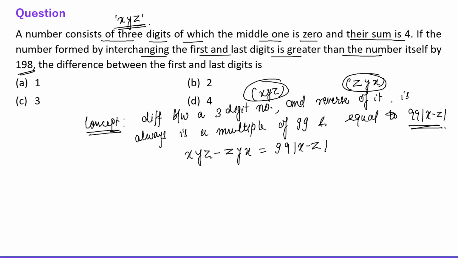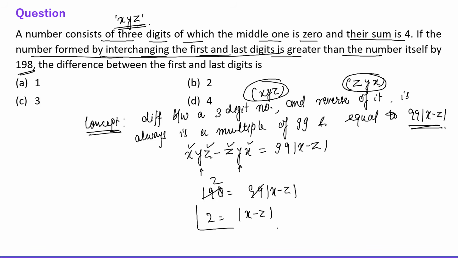Now if we talk about this question, the question is saying if the number formed by interchanging the first and last digit. See everyone, here only the first and last digit are being changed. The middle digit stays at its place. Fine. So they are saying the difference is equal to 198. So 198 is equal to 99 mod x minus z. So this is 2, so x minus z is 2. The difference between the first digit and third digit is equal to 2. So this information about the middle digit being 0 has no use. It is not required, right? You can solve the question like this only. The correct answer is 2.